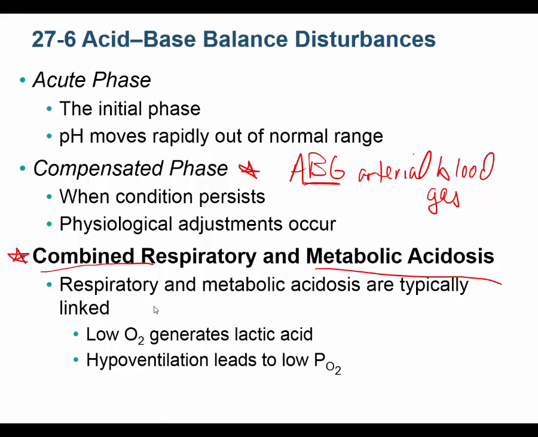Now, look, my lungs aren't compensating. They can't breathe faster and blow off CO2. They can't breathe faster, which leads to low oxygen, which generates lactic acid, which adds to the acidosis. So this is really a bad condition, combined respiratory and metabolic acidosis, because it's almost like this positive feedback loop that occurs. And what the doctors have to do is they have to buffer the blood and they have to fix the condition. All right.